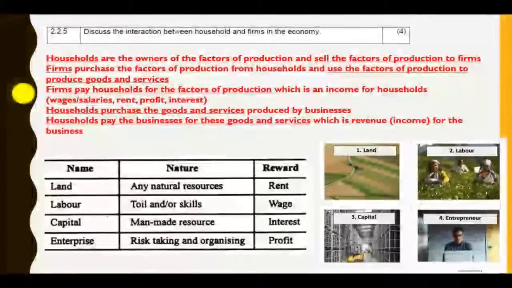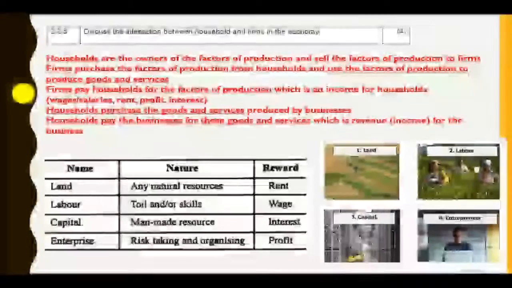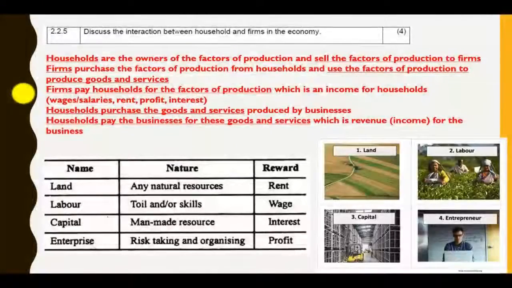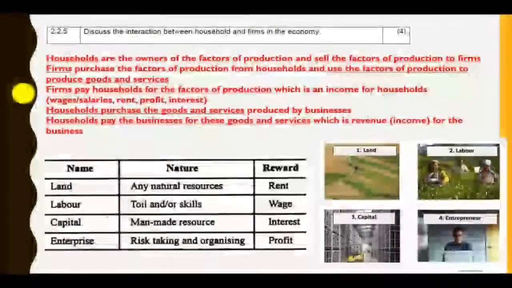And so what I've just got here is a reminder for you of our 4 factors of production, which is land or natural resources, labor, capital, and entrepreneurship, and then the reward for each one, which is rent for land, wages and salaries for labor, interest for capital, and profit for the entrepreneur or for entrepreneurship.